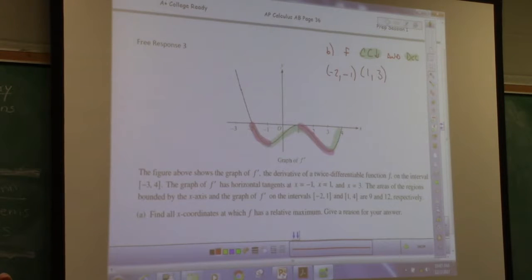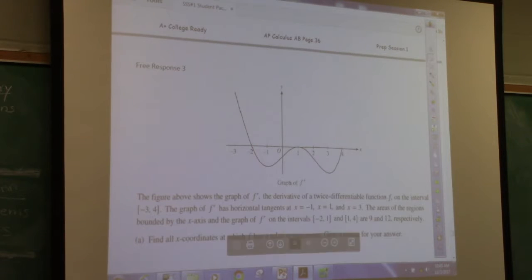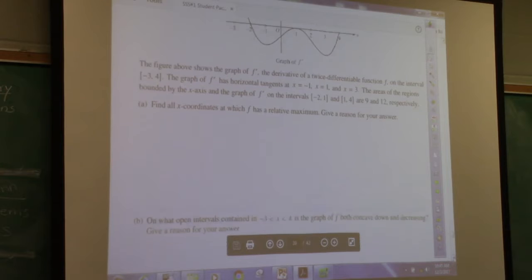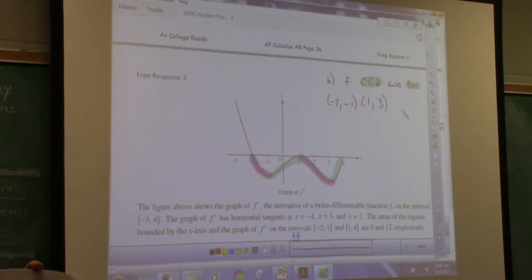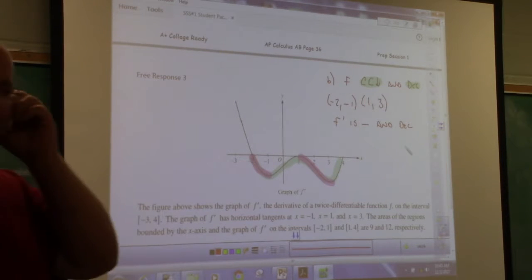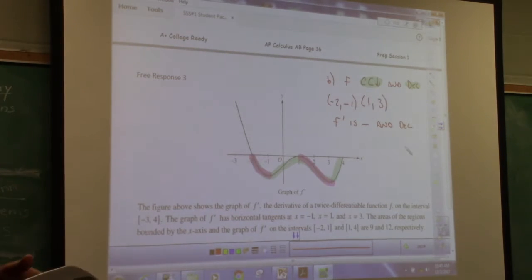And I'm pretty sure, I don't see the answer right here, but I'm pretty sure it says justify your answer or something like that. What does it say? Justify. Give a reason for that answer. Okay, so what are we going to say? What's our reason for this answer? Negative and decreasing. Very good. F prime is negative and decreasing. And that's enough right there to get those points. Okay? Everybody get it?